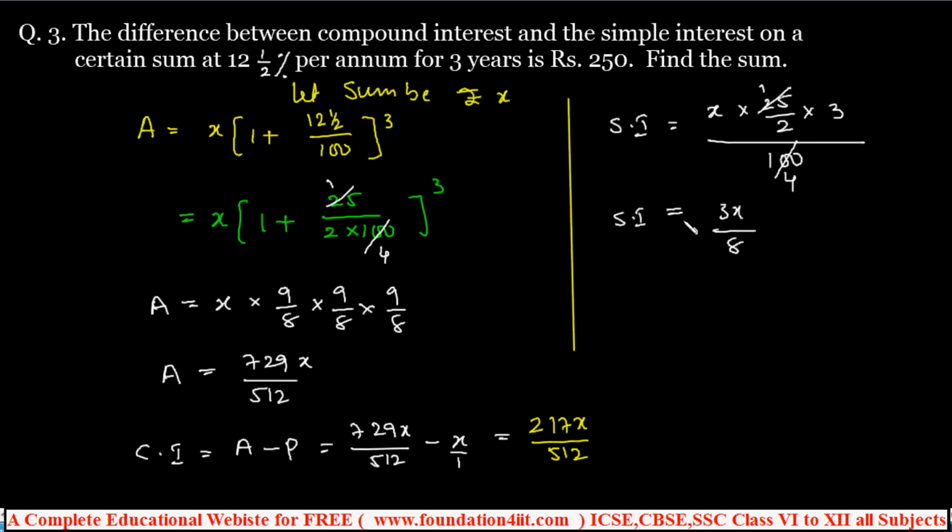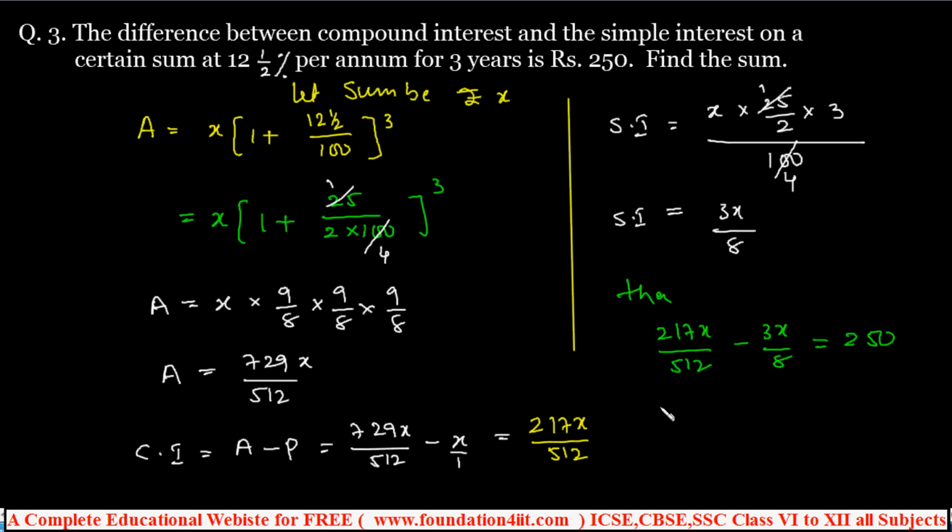Now the difference between them is 250, so we can calculate easily. Compound interest minus simple interest: 217x by 512 minus 3x by 8 is equal to 250. This is a linear equation. We can calculate the x value by taking the LCM. So 217x, 512 and 8.